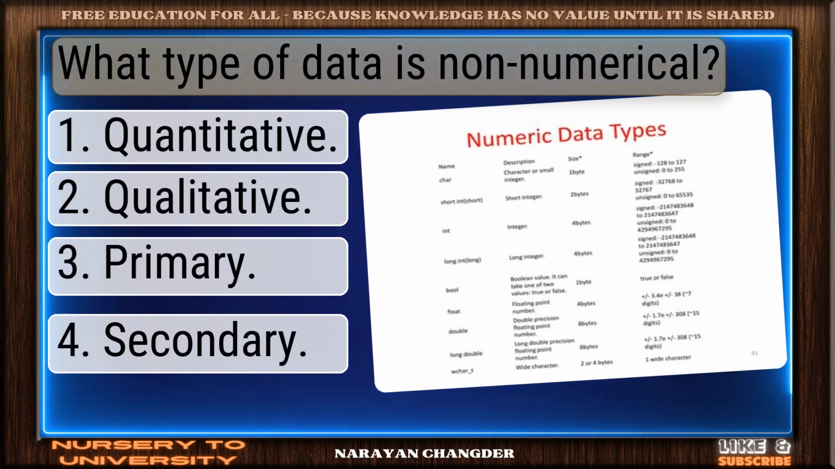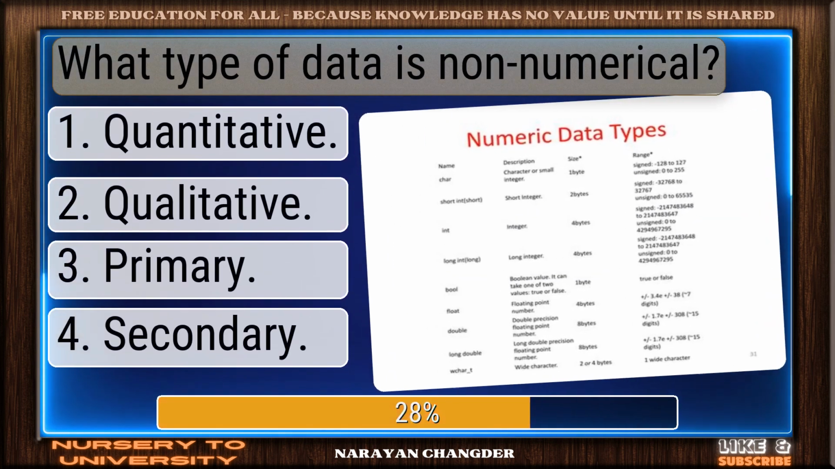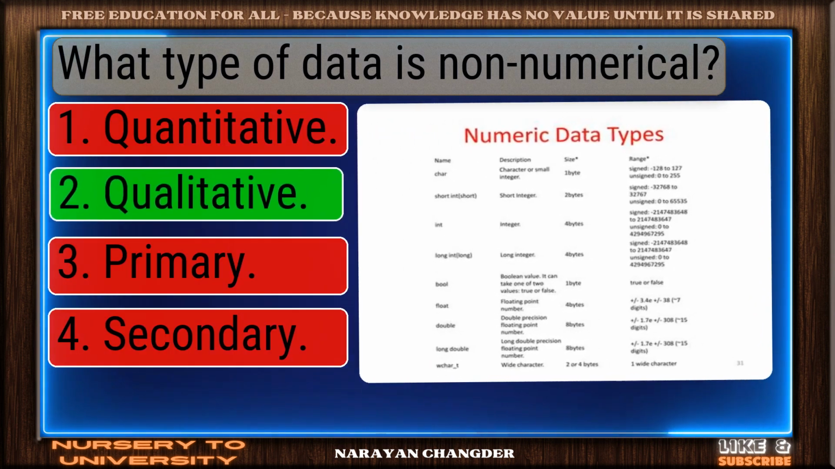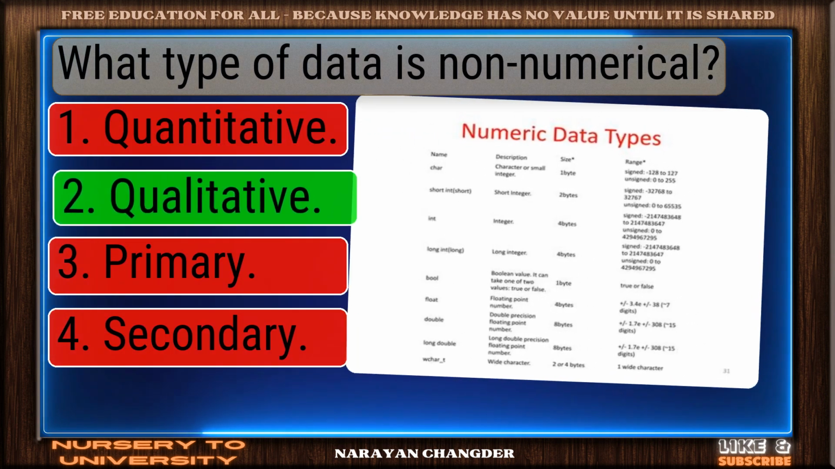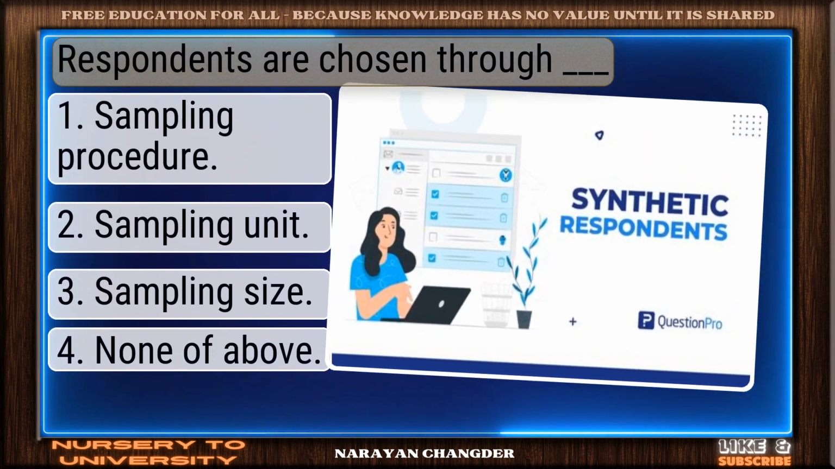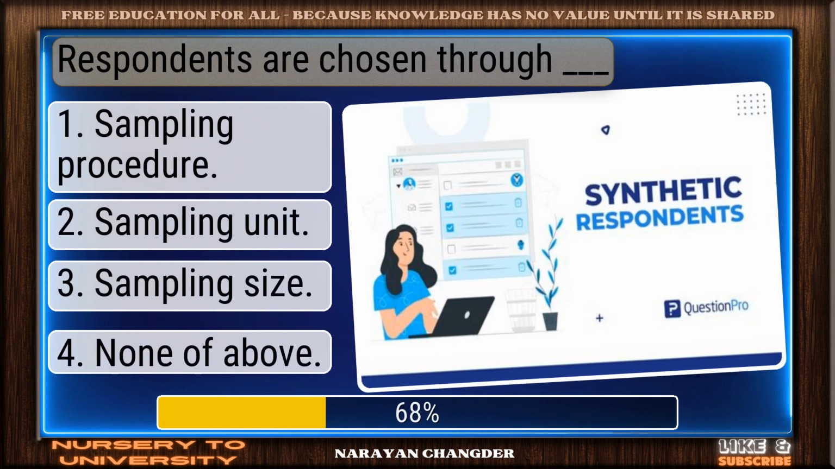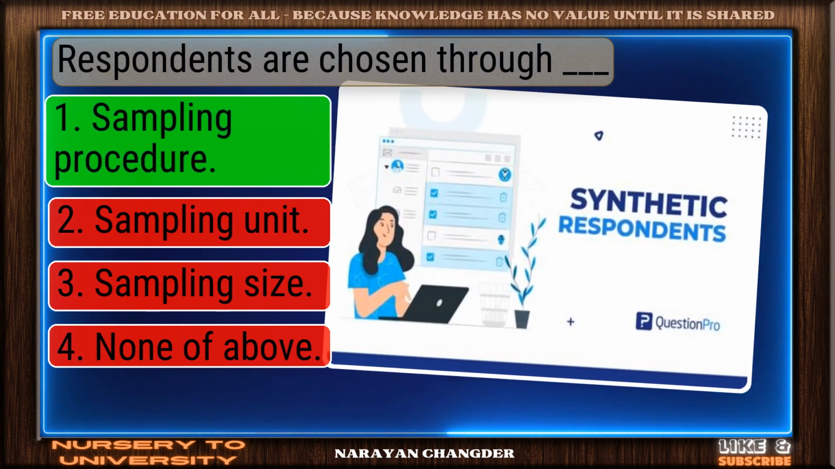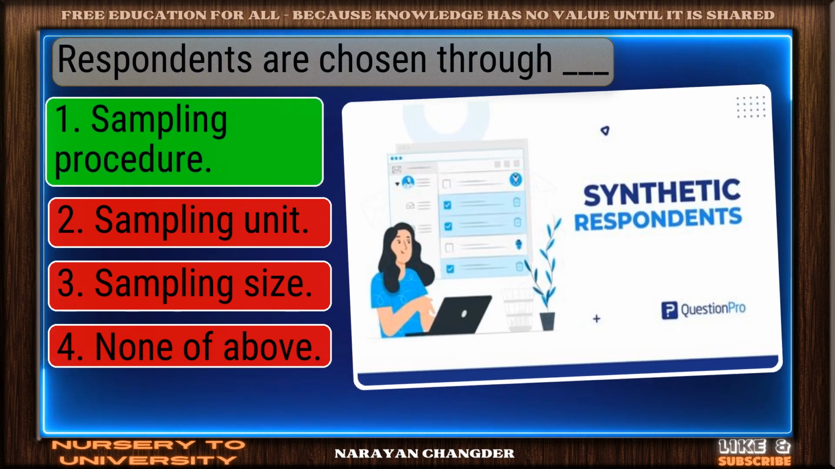What type of data is non-numerical? Right choice. Qualitative is the best answer. Respondents are chosen through dash. Sharp thinking. Sampling procedure is the right choice.